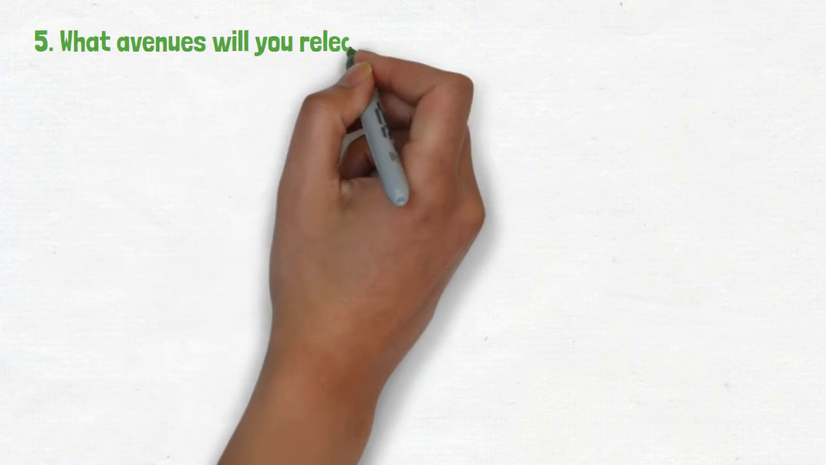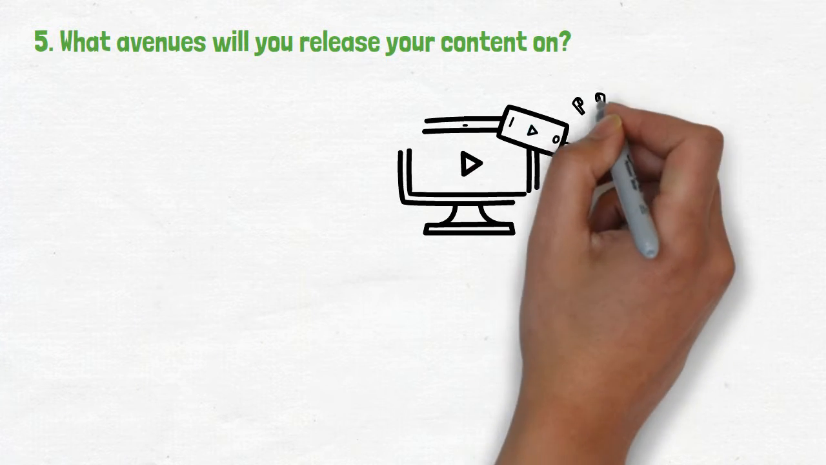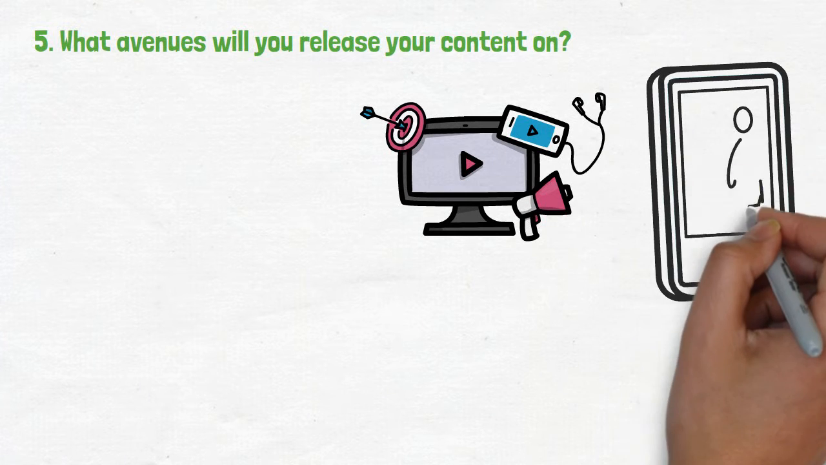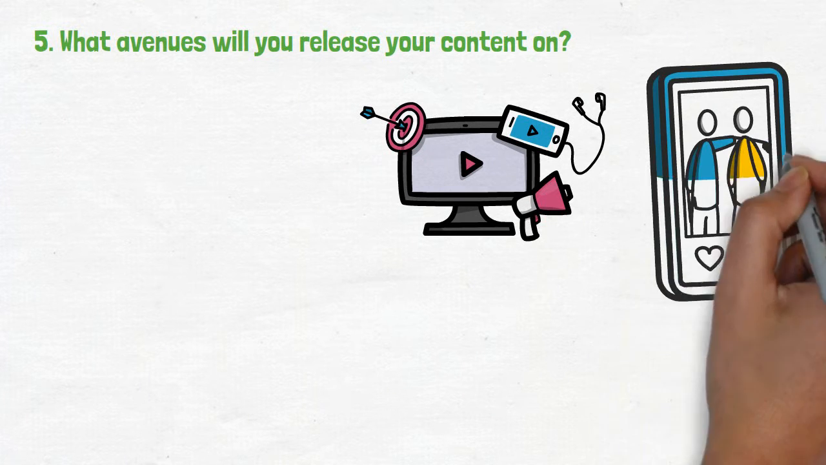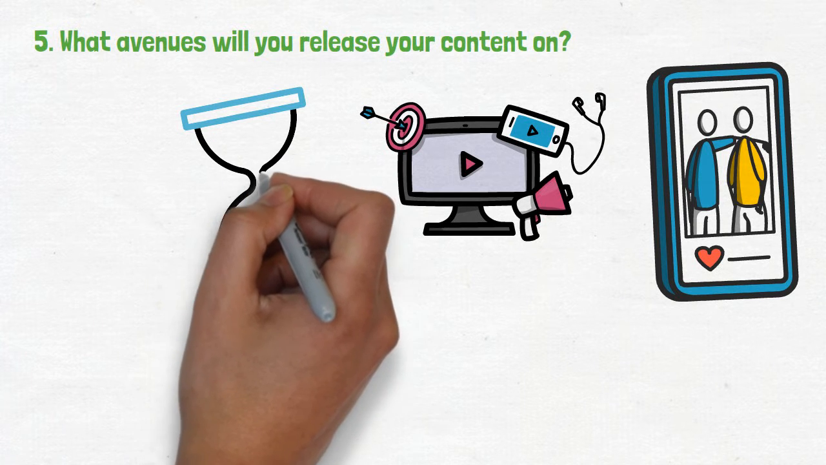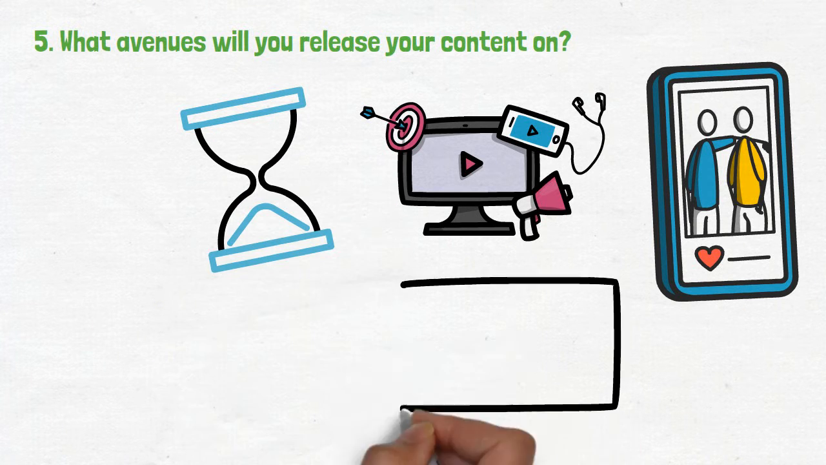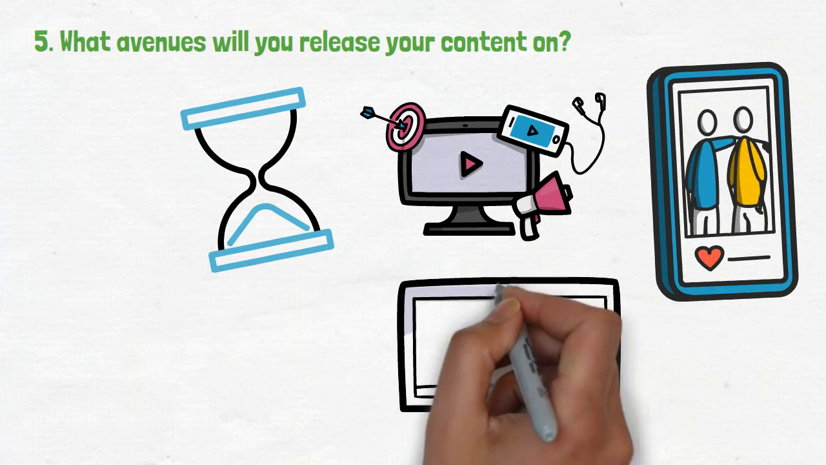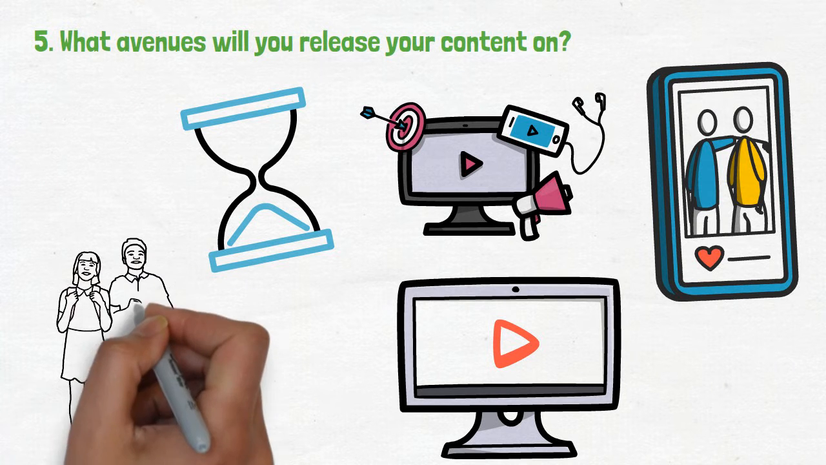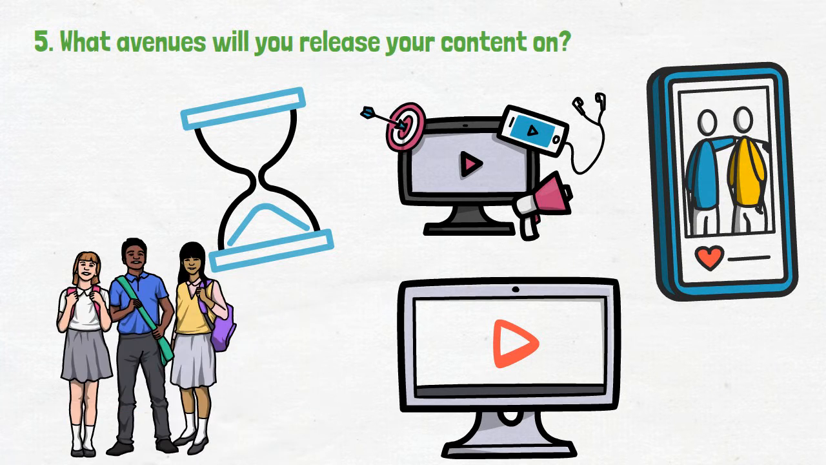Number 5, what avenues will you release your content on? Just like you can develop material in a variety of styles, you'll also have different avenues you can release to, from your web page to social networks. This, once more, will mirror where your target audience spends most of their time. If your target audience favors long-form video content, you might decide to distribute your material on YouTube. If you have a much younger target market that enjoys fast, quick material, you might choose Instagram or TikTok.